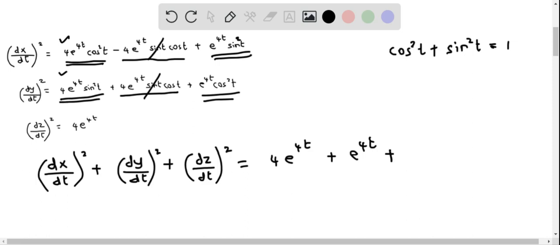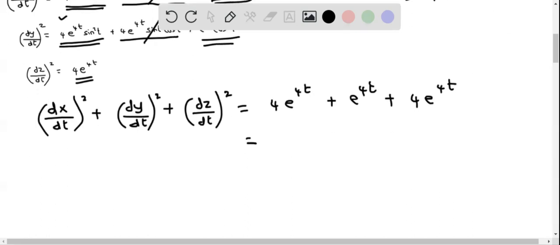And finally, we have the dz by dt quantity square, that is 4 e power 4t. So this is the simplified expression when you add all the three quantities. So now these are the terms, that is 4 e power 4t, e power 4t, and 4 e power 4t. So when you add all these three, we will get 4 plus 1 is 5, 5 plus 4 is 9. So it's basically 9 e power 4t.